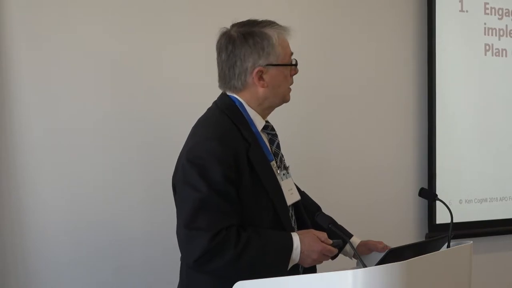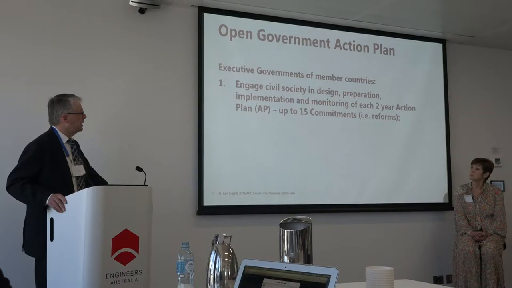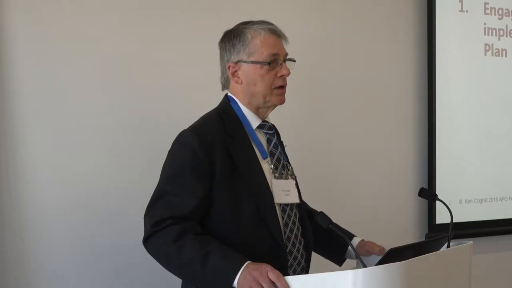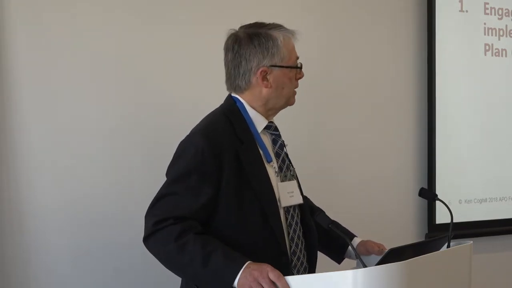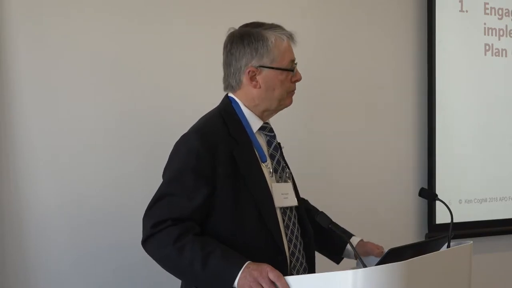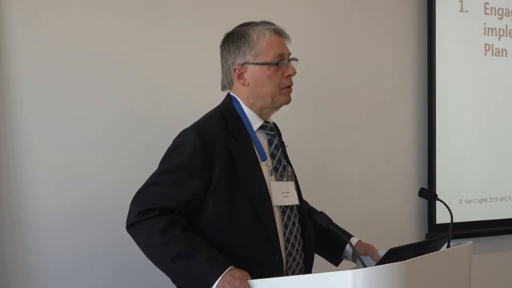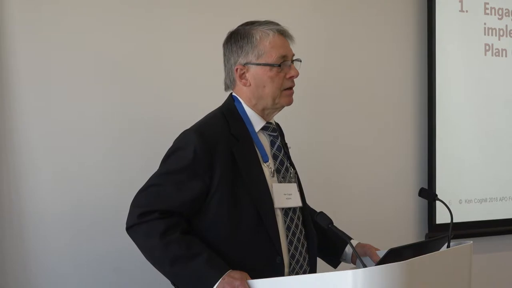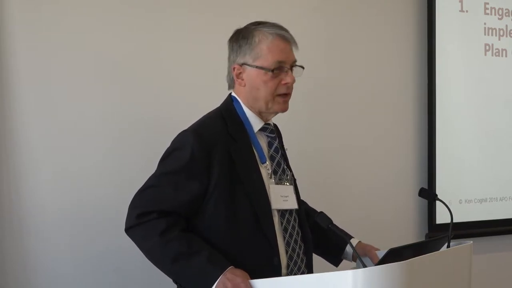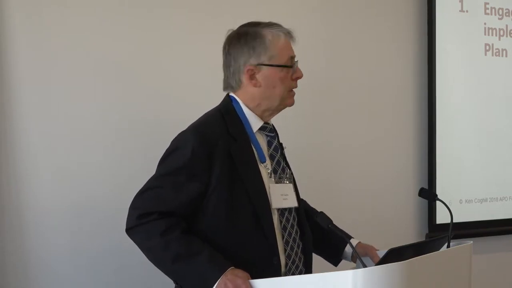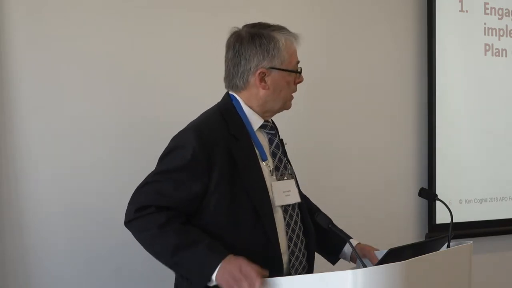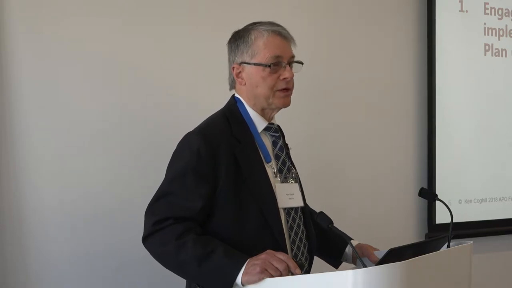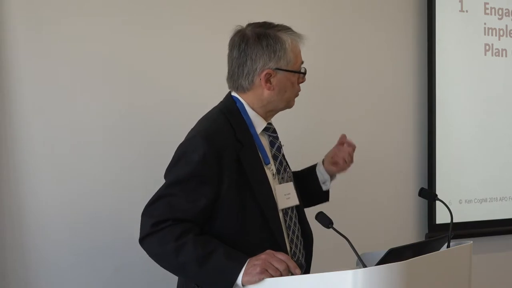The countries then execute their membership in this way. Firstly, they engage civil society in the design, preparation, implementation and monitoring, and that's over 2-year cycles. So Australia has just completed its first 2-year cycle, and the way in which this particular part is implemented is through what's known as the Open Government Forum, which is a forum of 16 members, and those 16 members are half representing government, in this case in the form of deputy secretaries of departments, so not politicians directly, but people who've certainly got the ear and the view of the ministerial politicians involved. And the other half are civil society representatives. Well, not representatives in the formal sense, but people who come from a civil society background. And I've been one of those for the last 2 years.